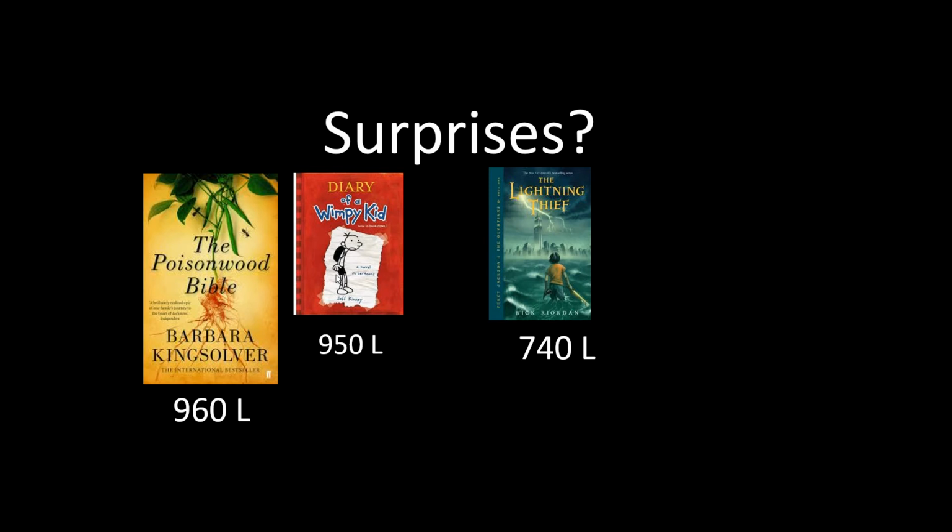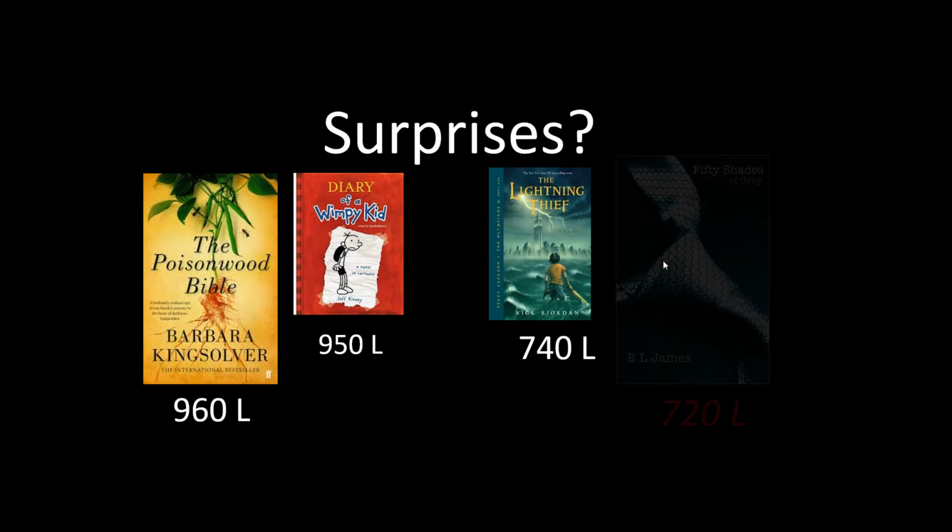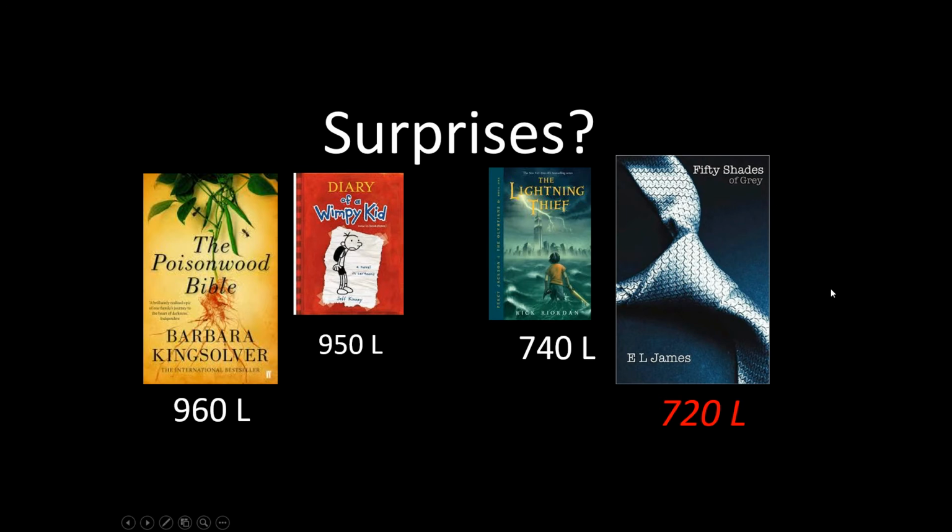To put this in perspective, the most complicated book I've ever read, one of my favorites, is The Poisonwood Bible by Barbara Kingsolver. It's complex. It's told from, I think, 8 different characters' perspectives. Each chapter is a different character telling a part of the story. Very complex text. It's only a 960 Lexile, so it's just about the difficulty of Diary of a Wimpy Kid. It might also be surprising to realize that 50 Shades of Grey is only a 720 Lexile. So, if you finished The Lightning Thief in 4th grade, you might want to pick up 50 Shades of Grey.